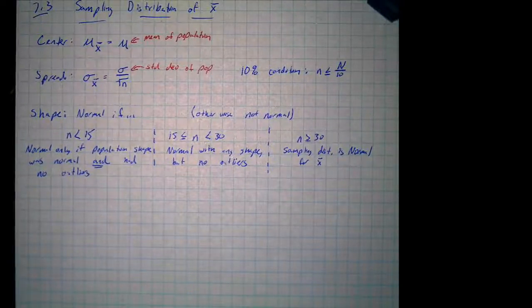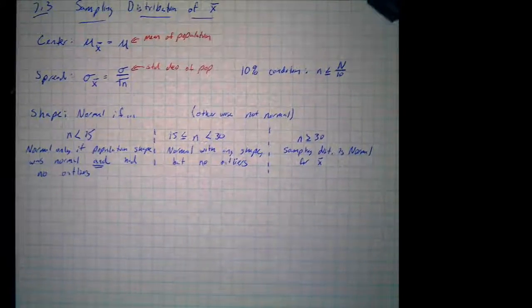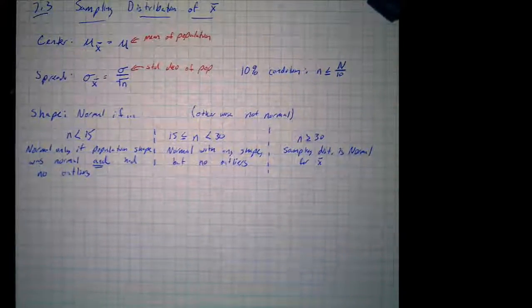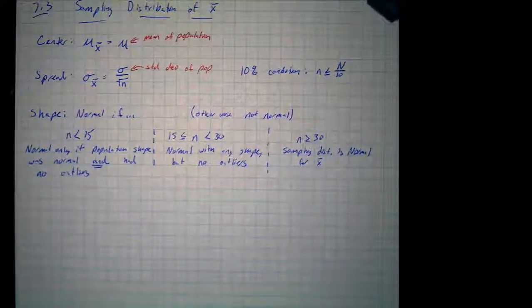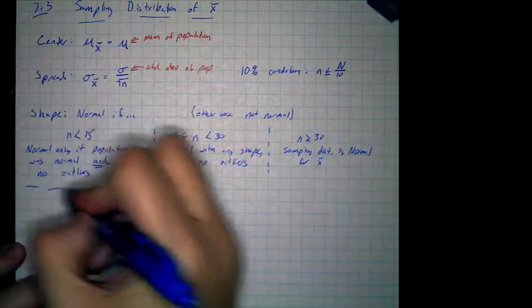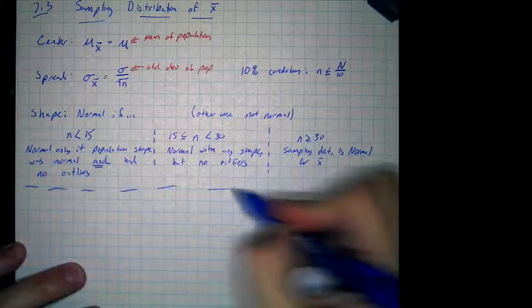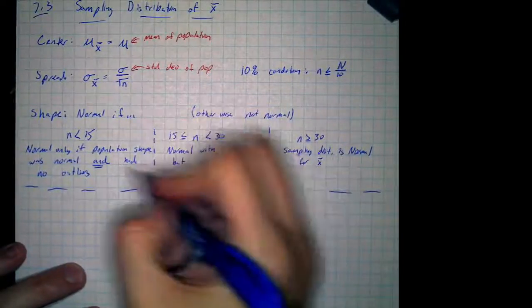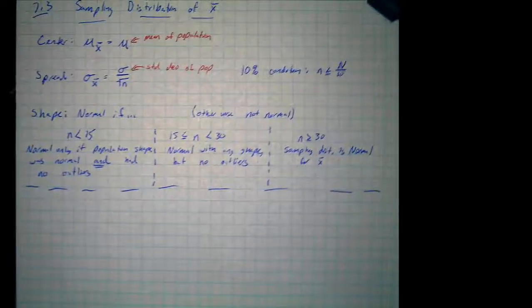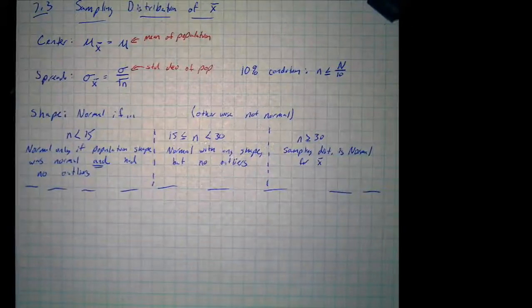But if it doesn't meet those qualifications, it's not applicable. If it doesn't meet those qualifications, what's the shape? Not normal. So pretty much what you're going to do is look at your sample size. If it's bigger than 30, you're going to say the distribution is normal. If it's between 15 and 30, you're going to look for the word outliers. If they don't mention outliers, you're going to say, I think it's normal, assuming there's no outliers.